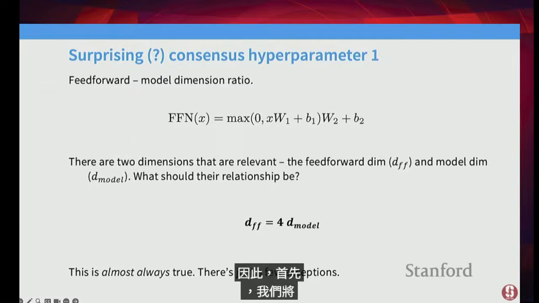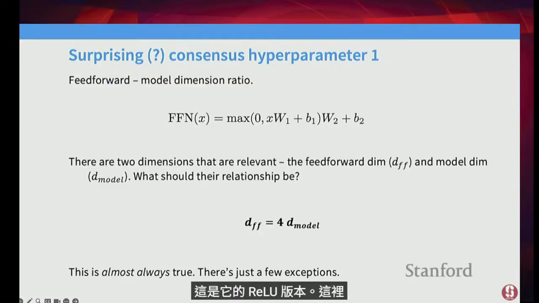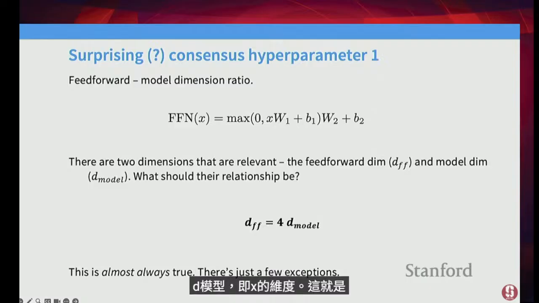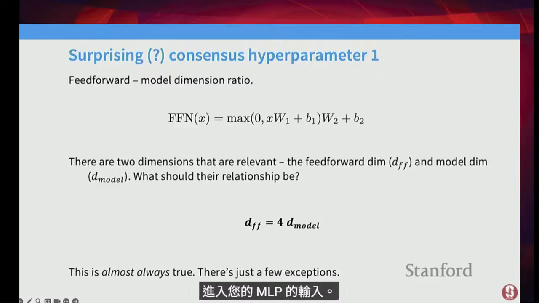So, the starting point, we're going to look at a simple feed-forward layer, with the bias, let's say. This is a ReLU version of it. There are two hyperparameters here. There's d_model, which is the dimensionality of x, the input coming into your MLP. And then you've got d_ff, the feed-forward dimension, the output hidden dimension of your MLP. And from there, you're going to project back onto d_model. So what should d_ff be?